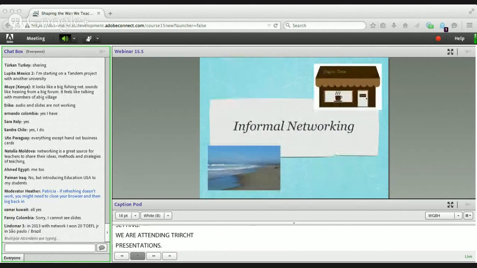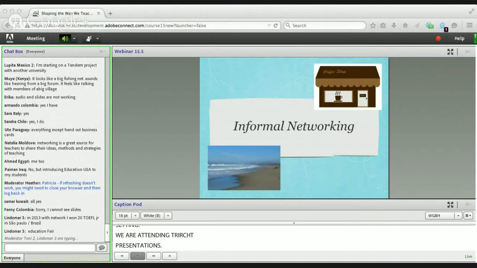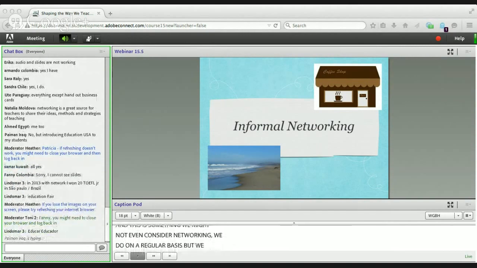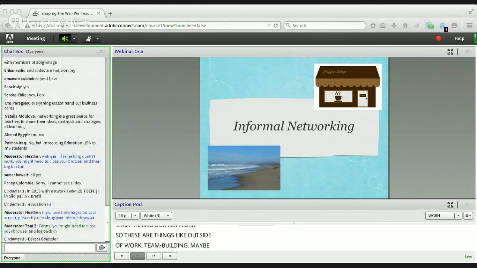The other part might be what I would consider informal networking. And these are the kinds of things that we might not even consider networking, that we do on a regular basis, but we don't even realize that we are actually creating and maintaining our network. So these are things like outside of work team building, maybe emailing a coworker regarding a non-work related activity or idea. I put a picture of a coffee shop because sometimes just taking a work meeting outside of work can change the dynamics.